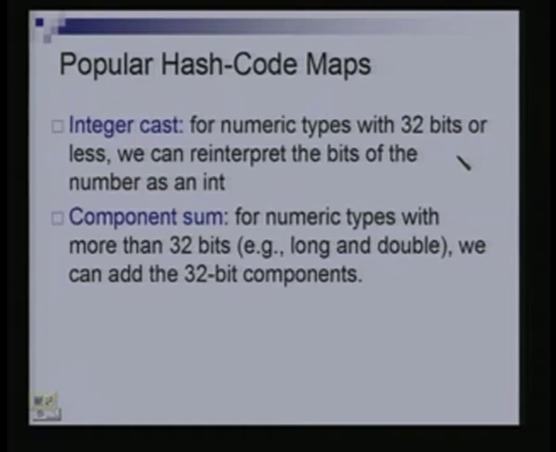If you have, let's say, your key which has more than 32 bits in it, let's say it's a long or a double real number which takes more than 4 bytes, then you can take it in chunks of 32 bits and add them up. So take the first 4 bytes, add to it the next 4 bytes, and so on to get eventually some 32 bits, and that could be the integer you are working with.